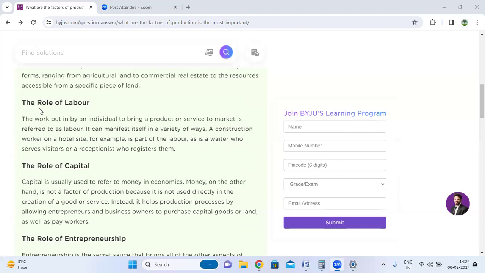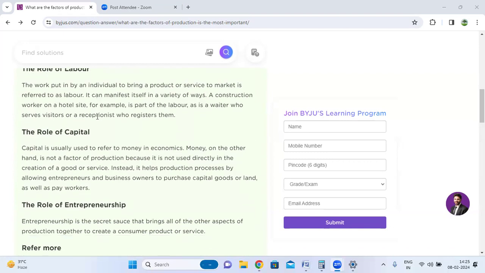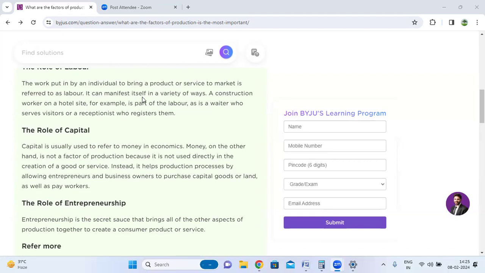Next one, the role of labor. The work put in by an individual to bring products or services to market is referred to as labor. So labor is the work done in production to bring the products or services to market. It can manifest itself in a variety of ways.